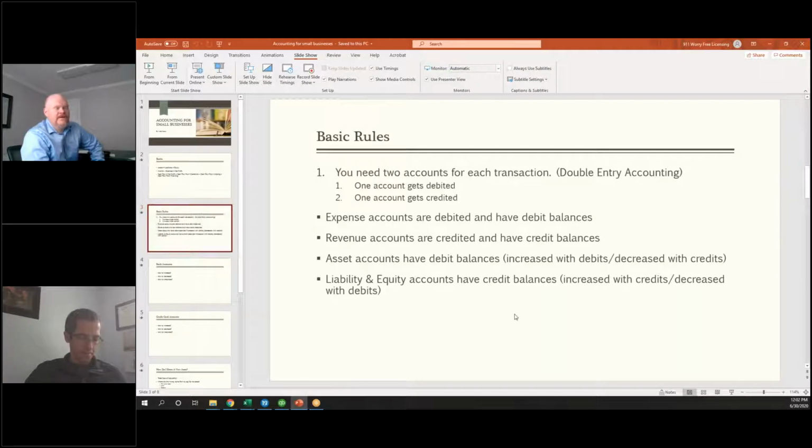Okay. The basic rules, as we just went over, you need to have 2 accounts for each transaction. There has to be 1 account that gets debited and 1 account that gets credited. Expense accounts are debited and they show a debit balance. Revenue accounts are credited and they show a credit balance. Asset accounts, typically, unless it's a contra account, will have a debit balance, and liabilities and equity, unless they're contra accounts also, will be increased by credits and will also show a credit balance.